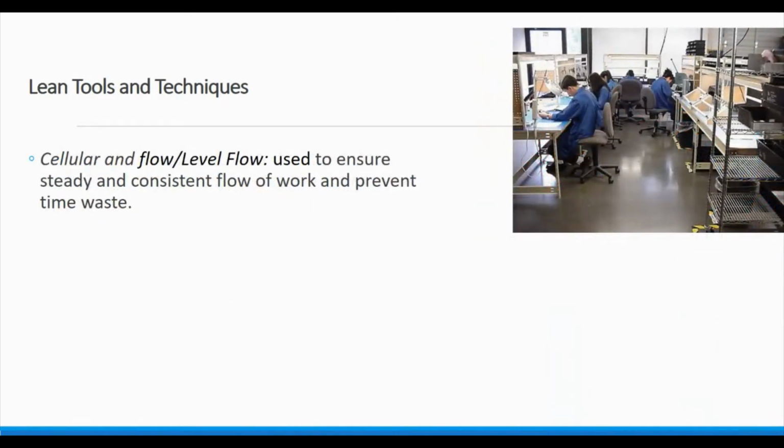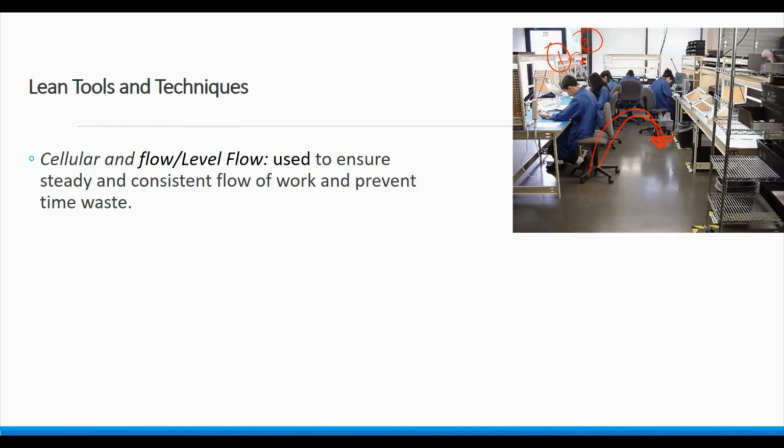Another technique here is the cellular and flow, also known as level flow. This is used to ensure steady and consistent flow of work to prevent time waste. In this picture, we have 5 people working next to each other. Assuming it goes in this direction, this person does one step in the process. Once that person finishes, he gives that one piece he was working on to the next person.